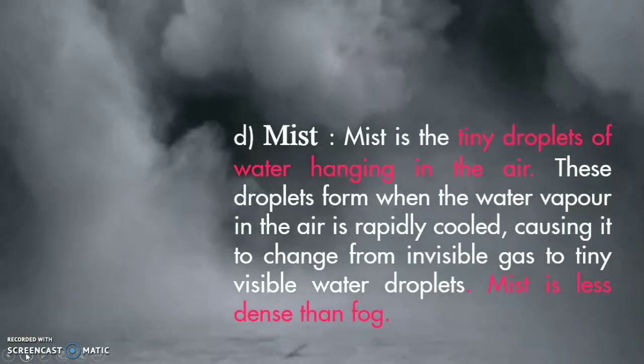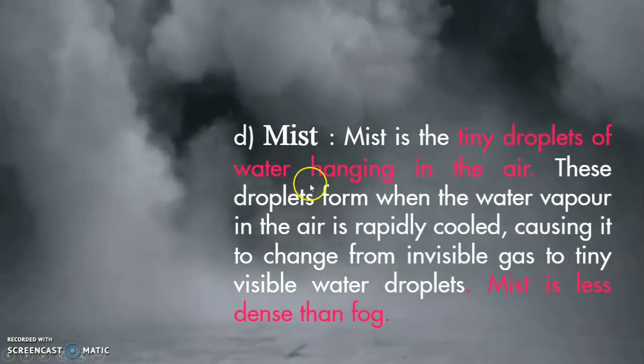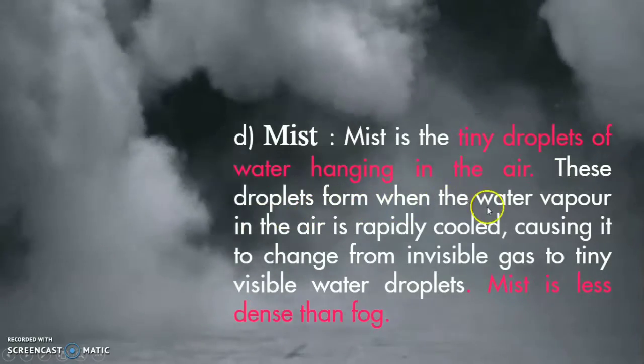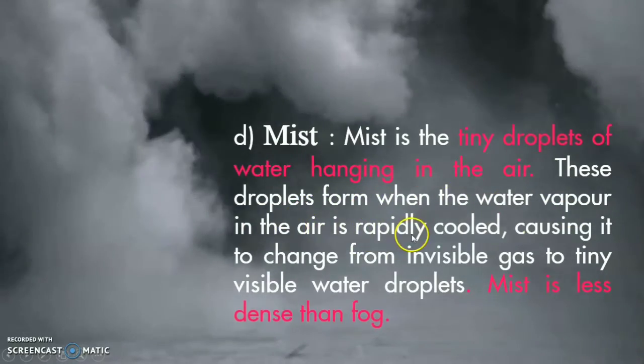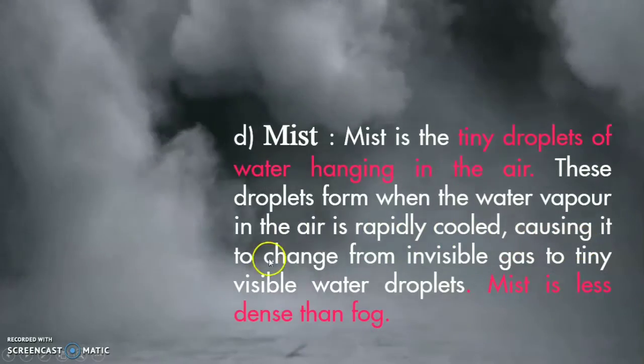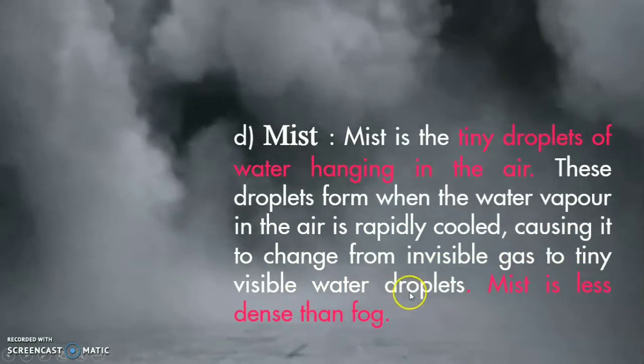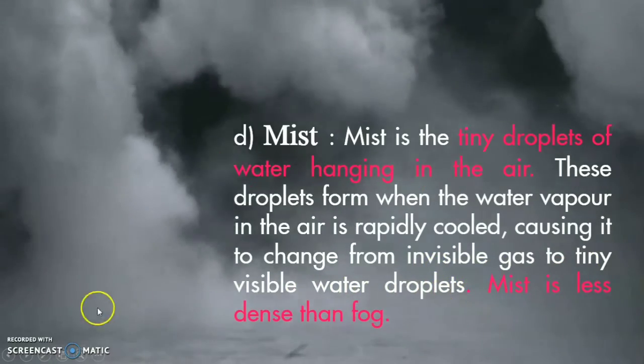So mist is the tiny droplets of water hanging in the air. These droplets form when the water vapor in the air is rapidly cooled, causing it to change from invisible gas to tiny visible water droplets. Is it clear, children?